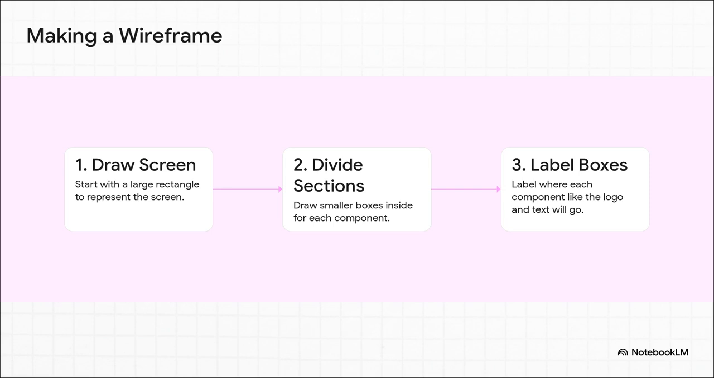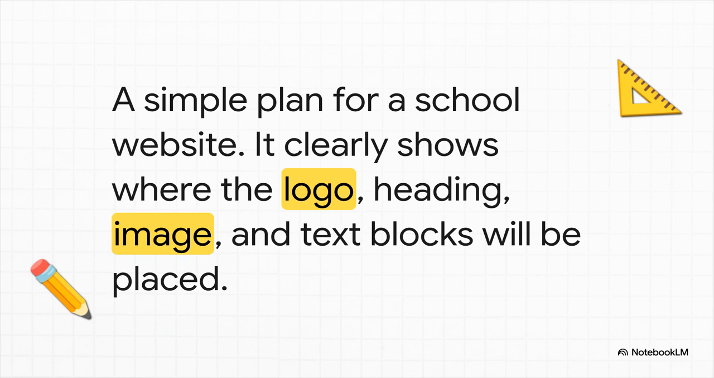1, draw a big rectangle. That's your screen. 2, draw smaller boxes inside it for all your different parts. And 3, just label everything. Logo goes here, image goes here. And that's it. You've just created a professional web plan. So for instance, a simple plan for a school website would clearly map everything out. See? It shows exactly where the school logo goes, where the big page heading will be, the main image, and where the different blocks of text will sit. This simple plan becomes your guide, your roadmap that you follow when you're ready to start building.